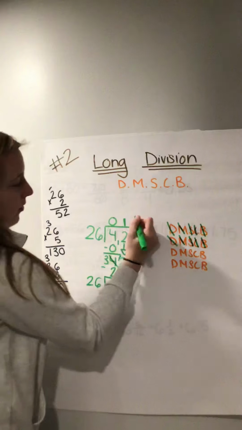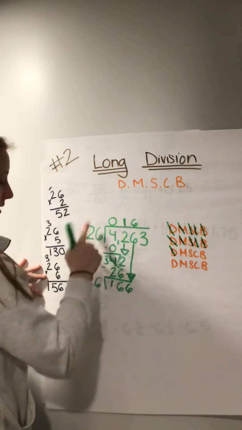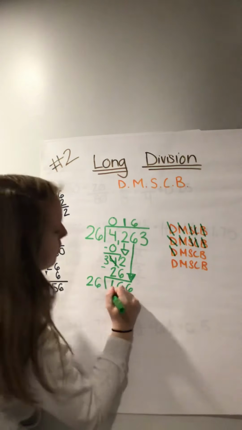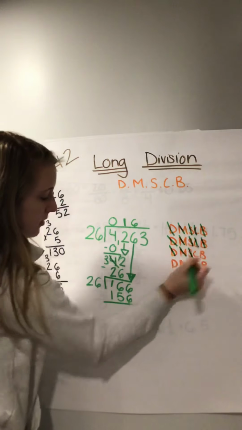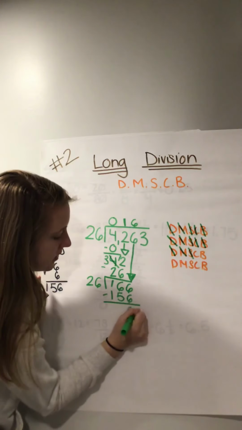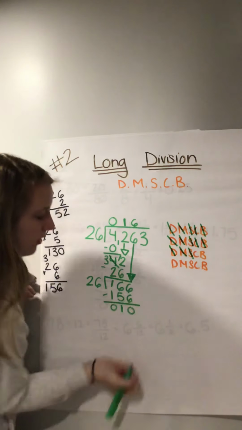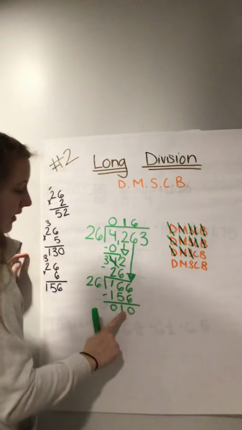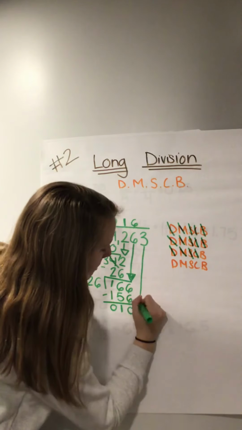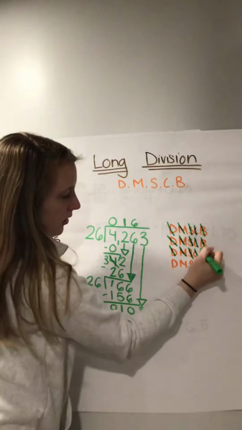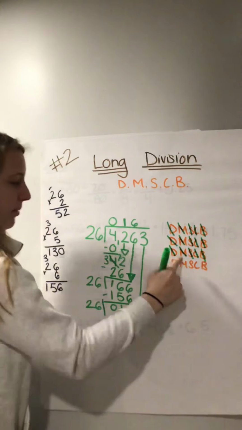So I'm going to put the 6 at the top, divide, multiply. 26 times 6 we did is 156. Then I'm going to subtract. 6 minus 6 is 0. 6 minus 5 is 1. 1 minus 1 is 0. I'm going to check, is 10 less than 26? Yes. Then I'm going to bring down my 3. Check it. So now we're back at the top again.